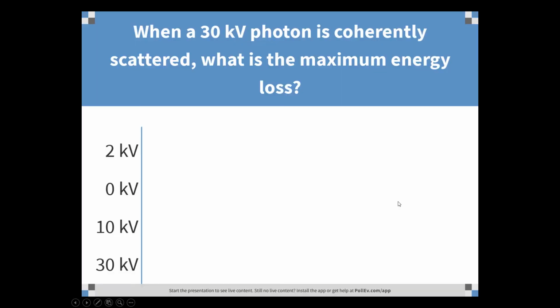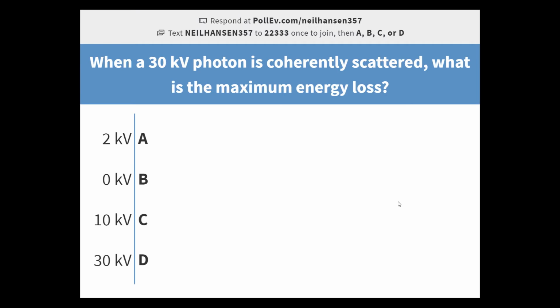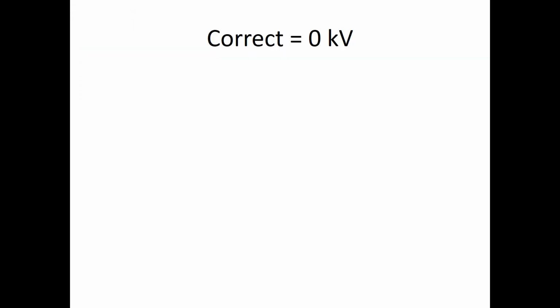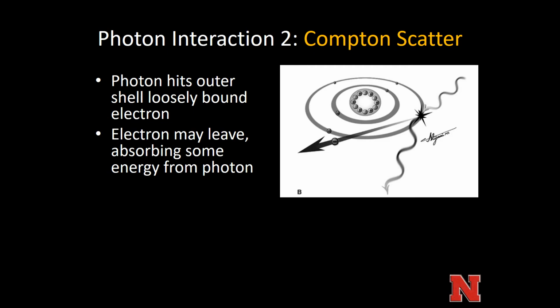That is coherent scatter. So when a 30 keV photon is coherently scattered, what is the maximum energy loss? This is literally like a 30-second short-term memory test. Pause now if you need more time. Correct answer is 0, right? 0 keV, because in coherent scattering, there is no energy loss.